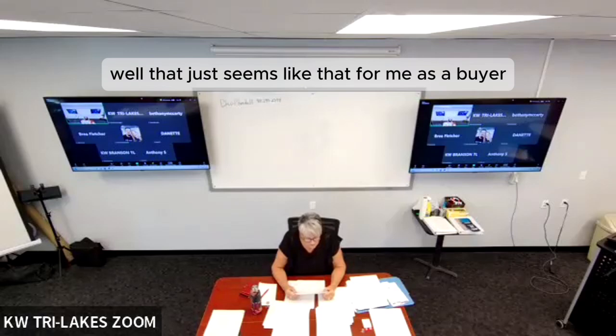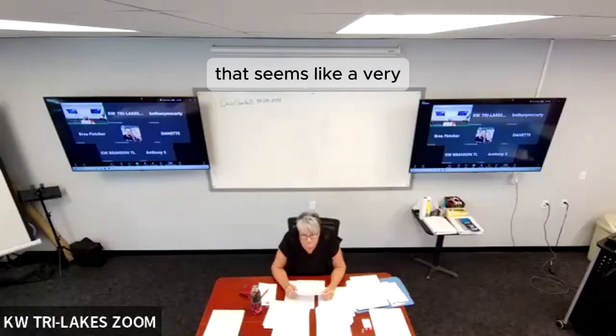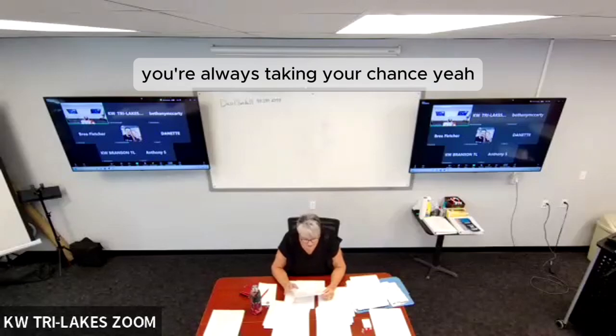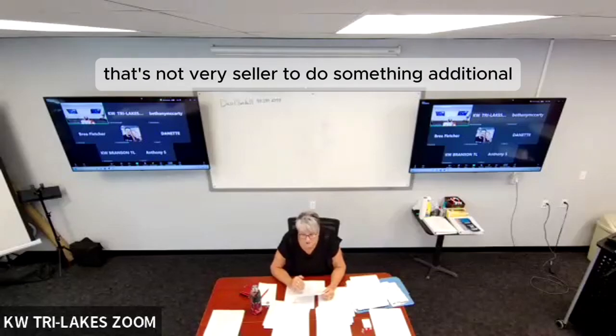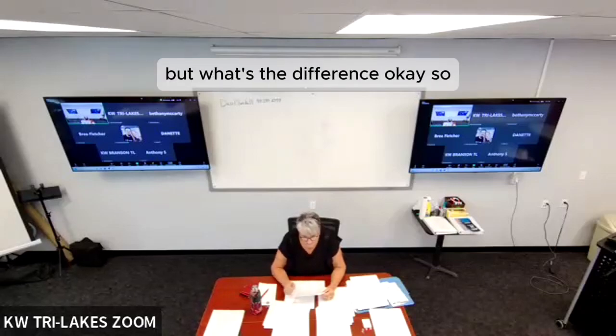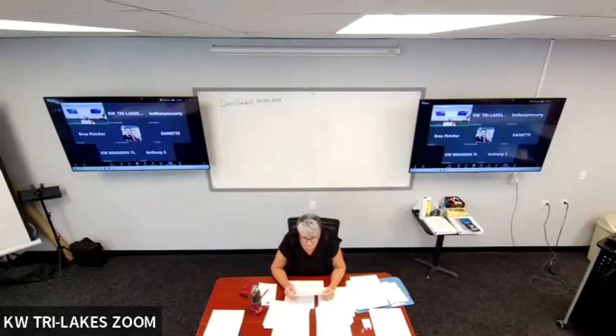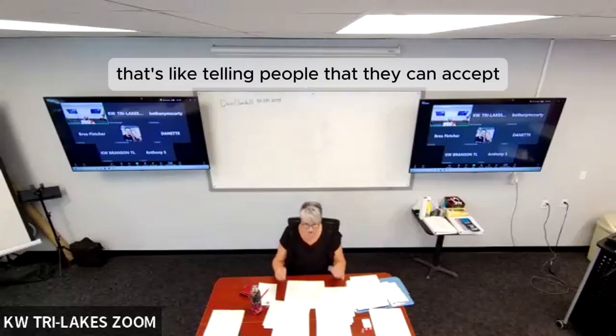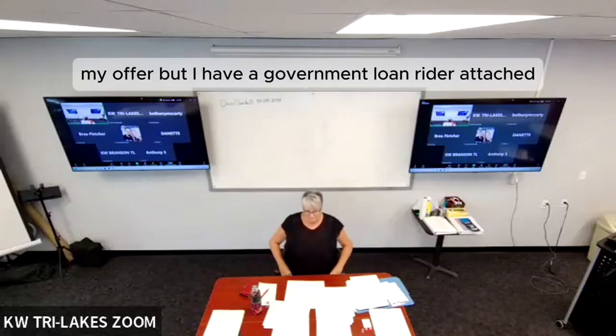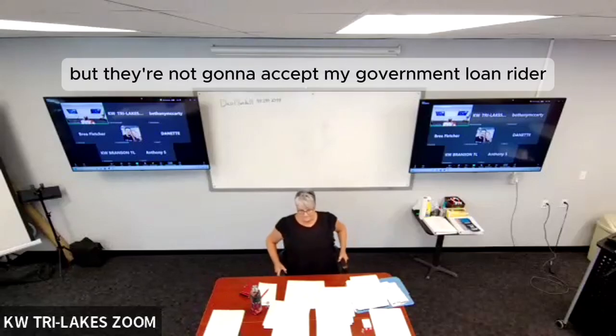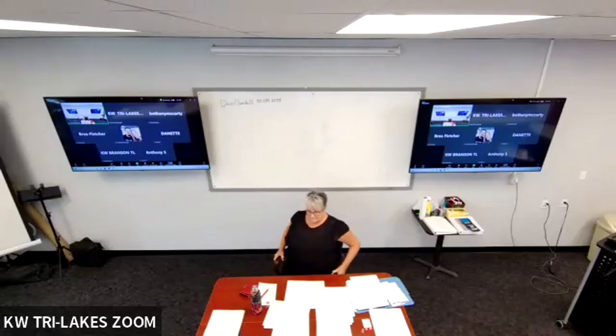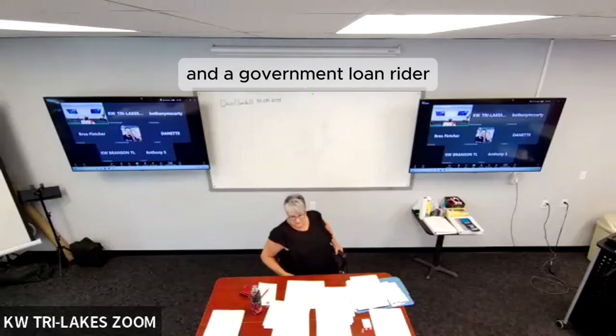Okay. Well, for me as a buyer, that seems like a very... You're always taking your chances when you're asking the seller to do something additional. But what's the difference? That's like telling people that they can accept my offer, but I have a government loan rider attached, but they're not going to accept my government loan rider. So what's the difference between this and a government loan rider?